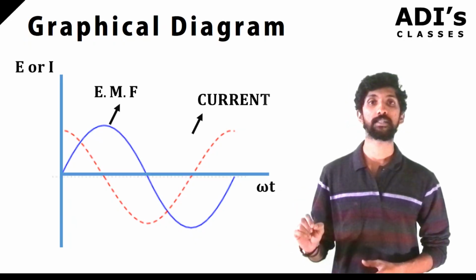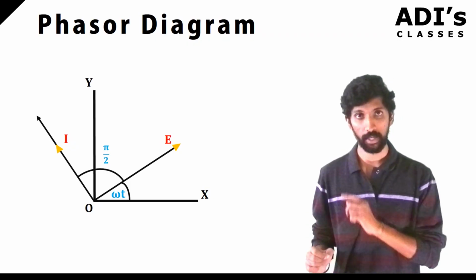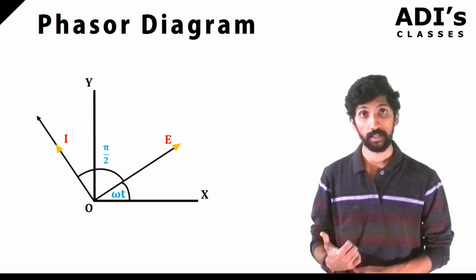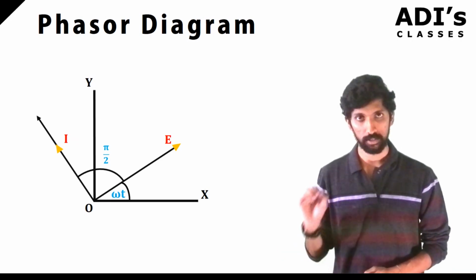Or if we have to represent it by the phasor diagram, if this is E, see this is ωt, this will be I. So from ωt, you again have to go π/2. So this is the phasor diagram.